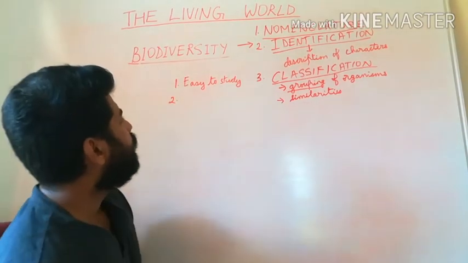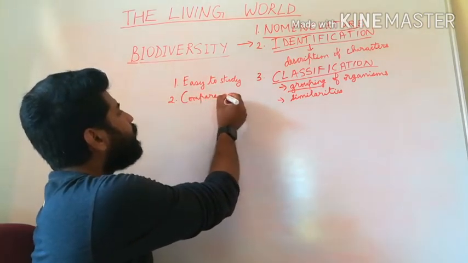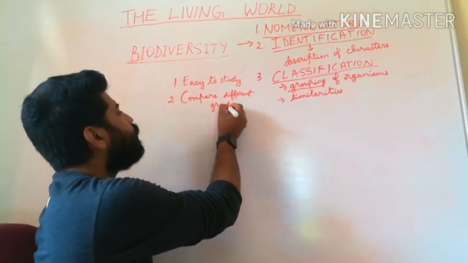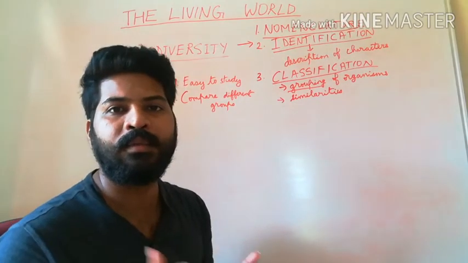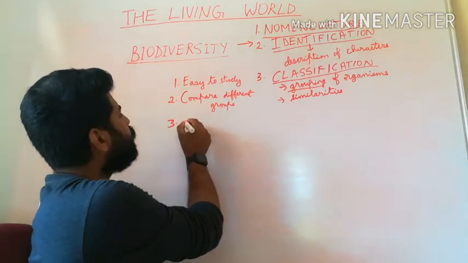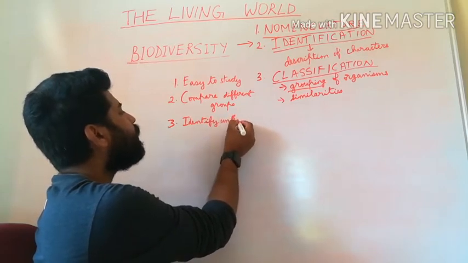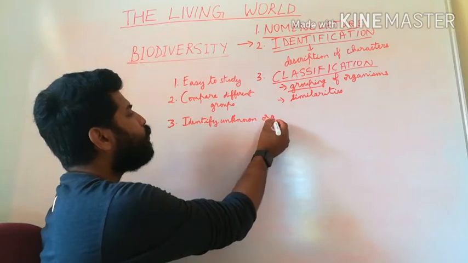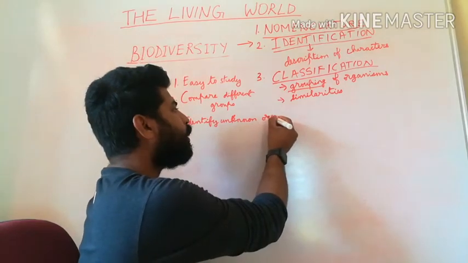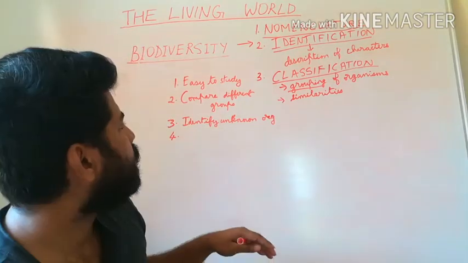Also, when we group them, it gives us a tool to compare different organisms across different groups. So we can compare and contrast their similarities and their differences. Not only that, it helps us to identify an unknown organism, like I told you in the example. If you have discovered a new organism, based on the similarities and dissimilarities, you can place it into one of the already known groups. So identifying an unknown organism would be easier.